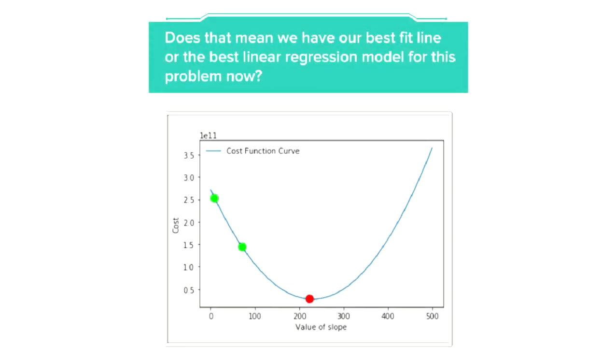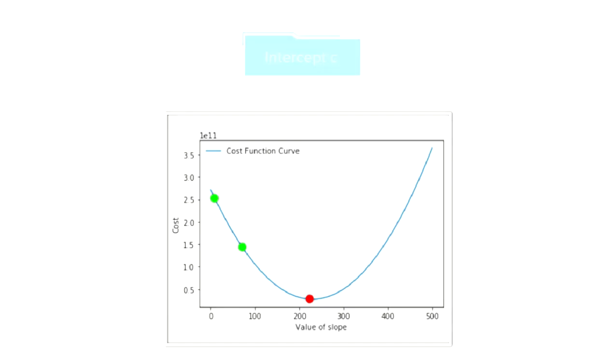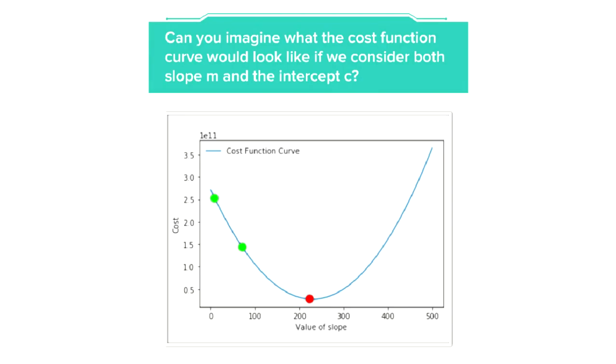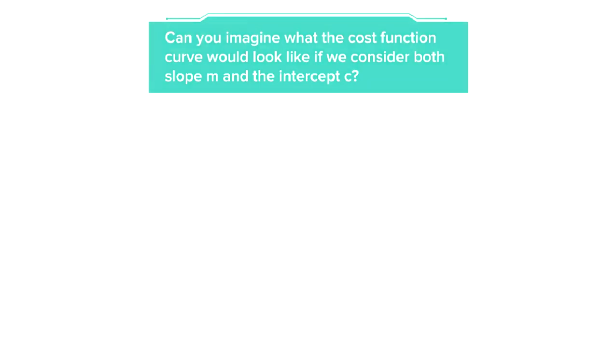Now that we have the optimum value of m, does that mean we have our best fit line or the best fit linear regression model for this problem now? We are missing something. Can you guess what it is? Yes, intercept c. We have been calculating the cost with respect to only the slope m of the line and not the intercept c. Can you imagine what the cost function curve would look like if we consider both slope m and the intercept c?